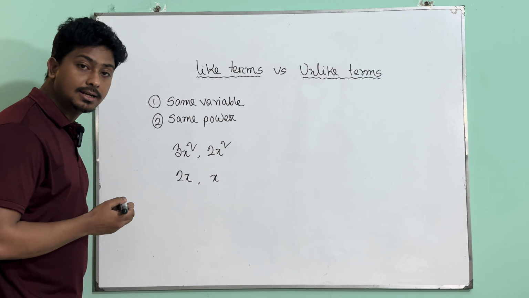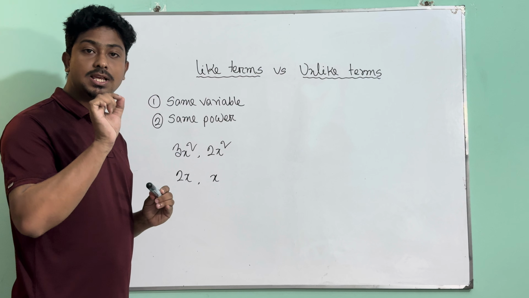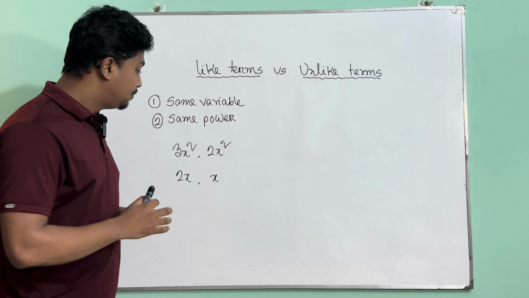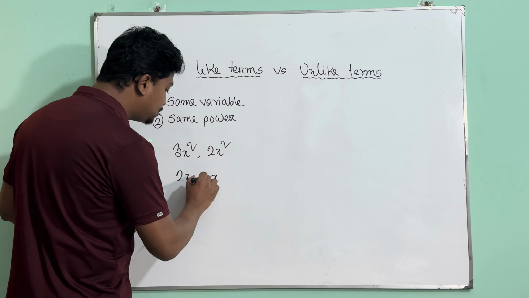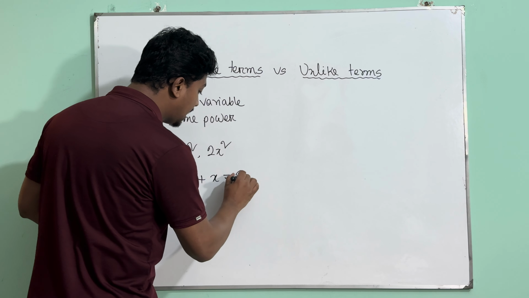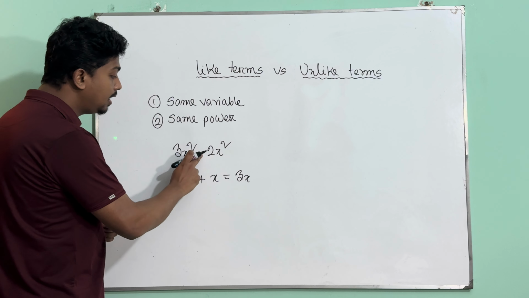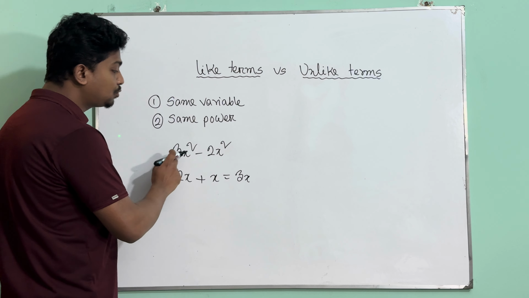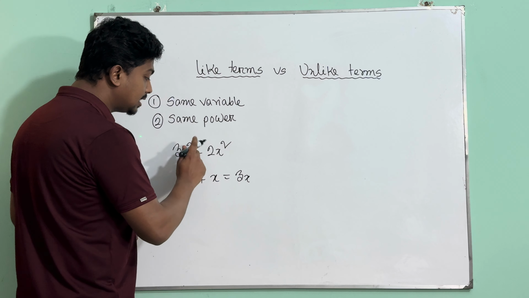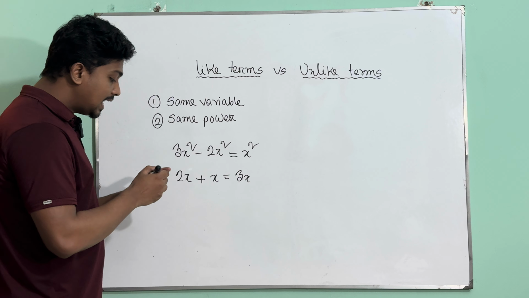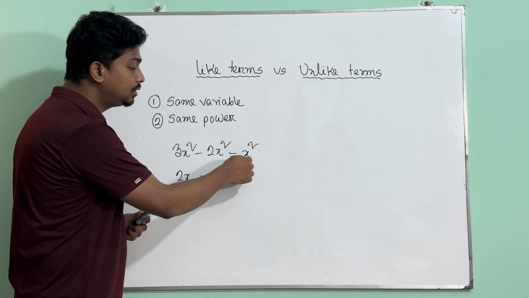When you have like terms, you can add them or subtract them to get one simple term. For example, if we add 2x plus x, we can get 3x. One simple term from these two terms, we have added them. Again, let's subtract 3x squared and 2x squared. They are like terms, so we can do it, and we are going to get 1x squared. Just like 3 apples minus 2 apples, you get 1 apple.